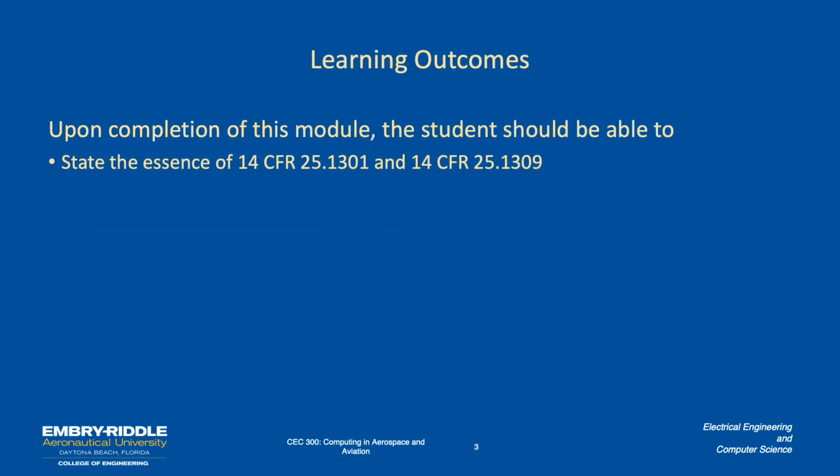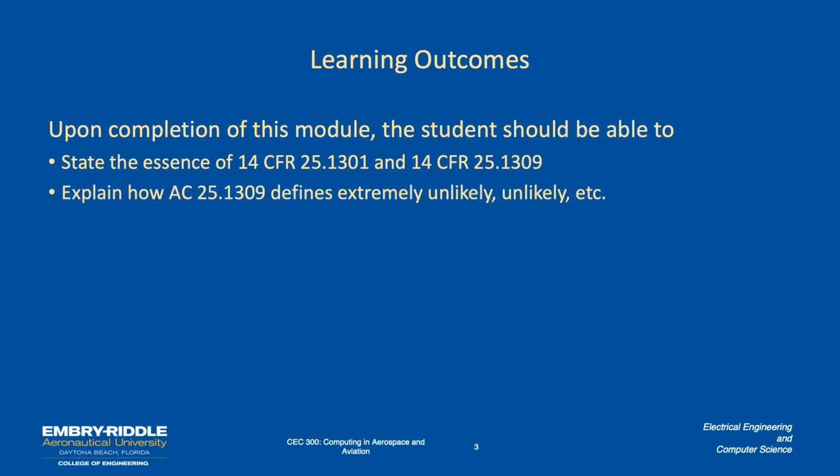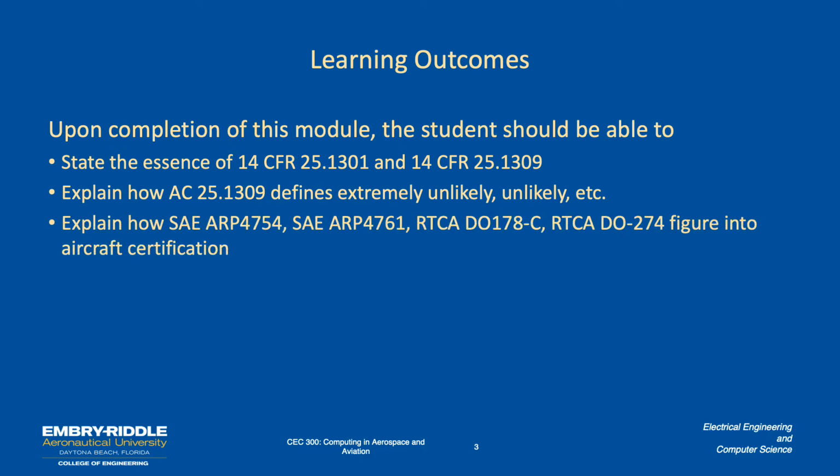So the learning outcomes for this module: when we get done, you ought to be able to state what's in 14 CFR 25.1301 and 14 CFR 25.1309. We did that the last time. And then this meeting is about explaining how Advisory Circular 25.1309 defines extremely unlikely, unlikely, probable, etc. And next one, we'll talk about how SAE ARP 4754 and 4761 and RTCA DO-178C and DO-274 figure into aircraft certification.